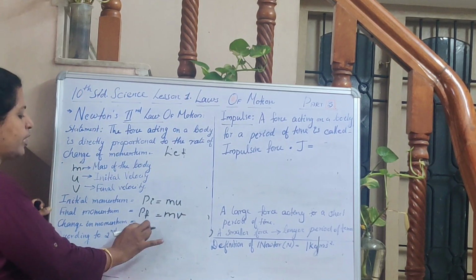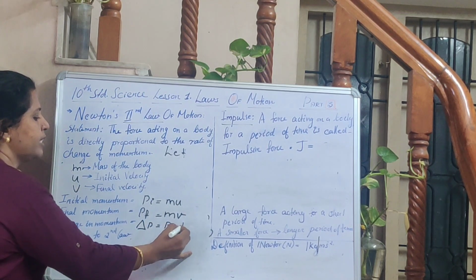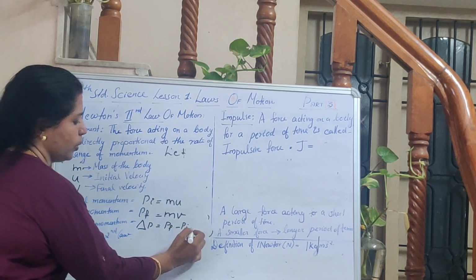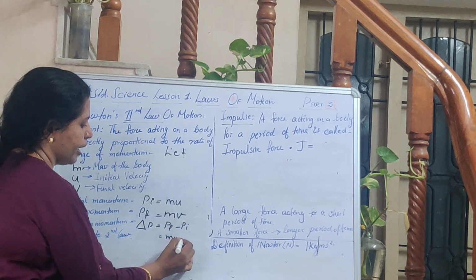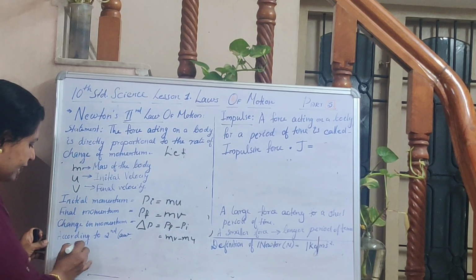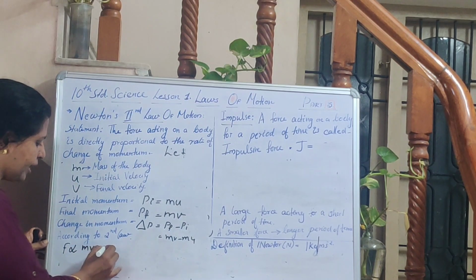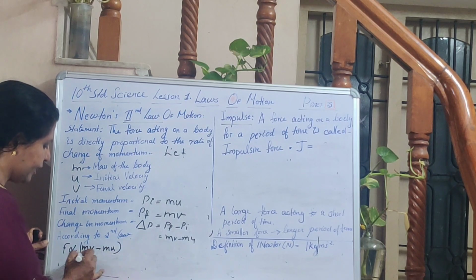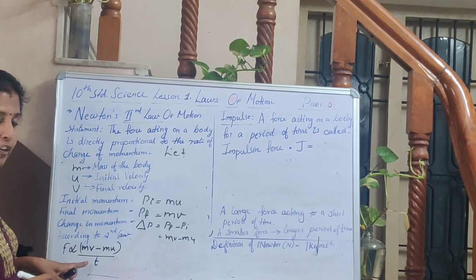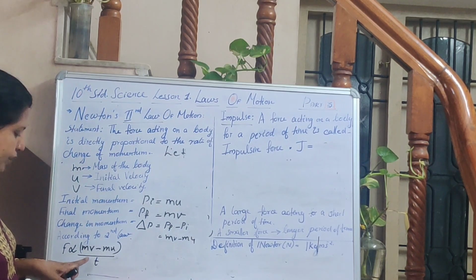Then what is the change in momentum? Delta p is equal to p_f minus p_i, that is mv minus mu. According to the second law of motion, our definition, F is directly proportional to the rate of change of momentum, that is (mv minus mu) divided by t. If you say rate of change, you have to divide by the time duration t.